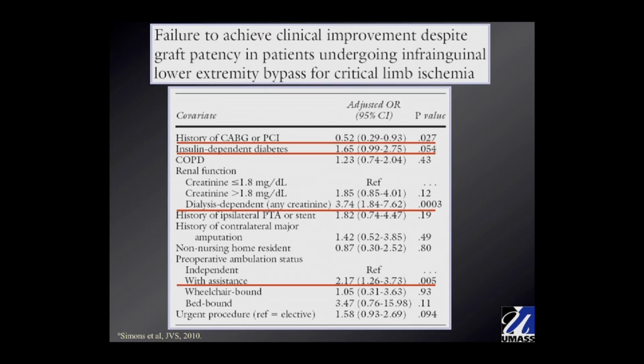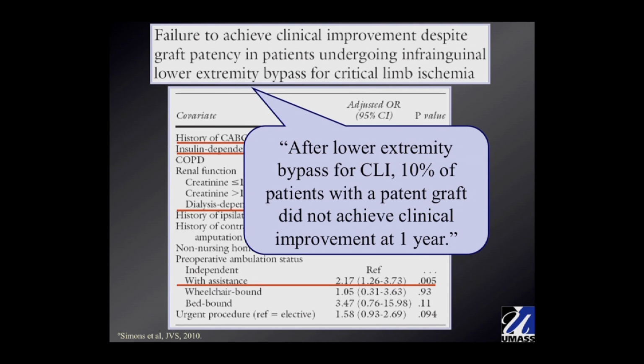The last model I'll show you was just looking at this concept of failure to achieve clinical improvement despite graft patency. And here we saw that if they'd had a history of a revascularization, insulin-dependent diabetes, dialysis dependence, or needing assistance with ambulation or lack of independent ambulation, they were at higher risk. And this was not an insignificant number. So after lower extremity bypass for CLI in this study, 10% of the patients with a patent graft did not achieve clinical improvement at 1 year.